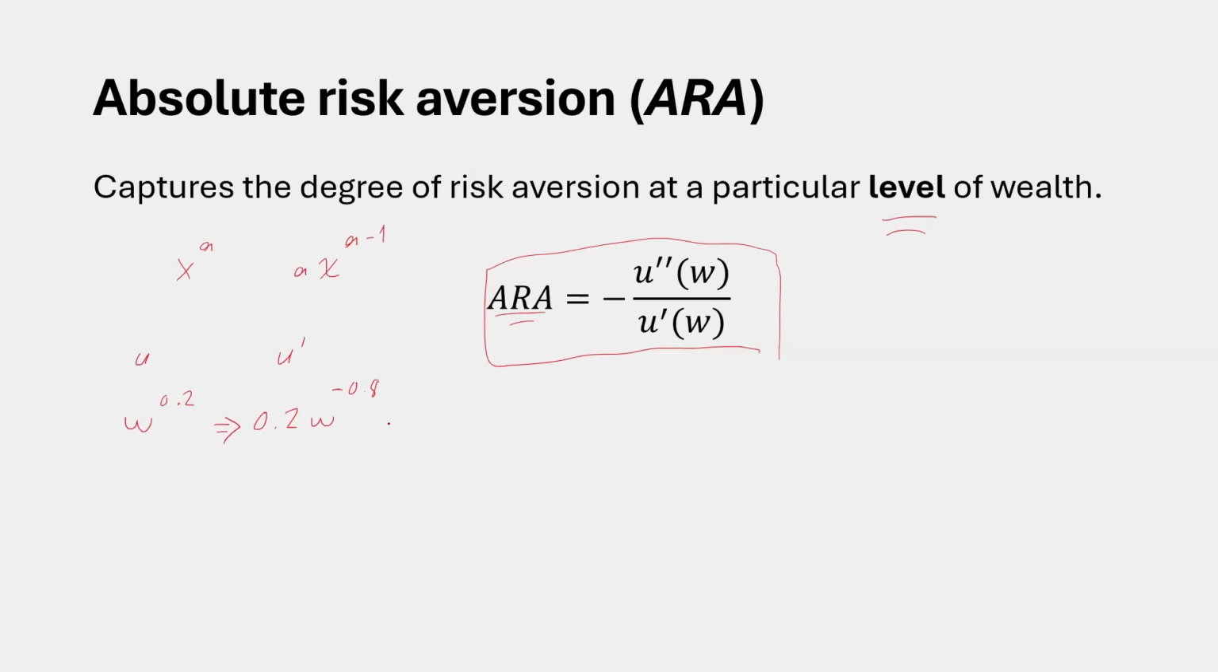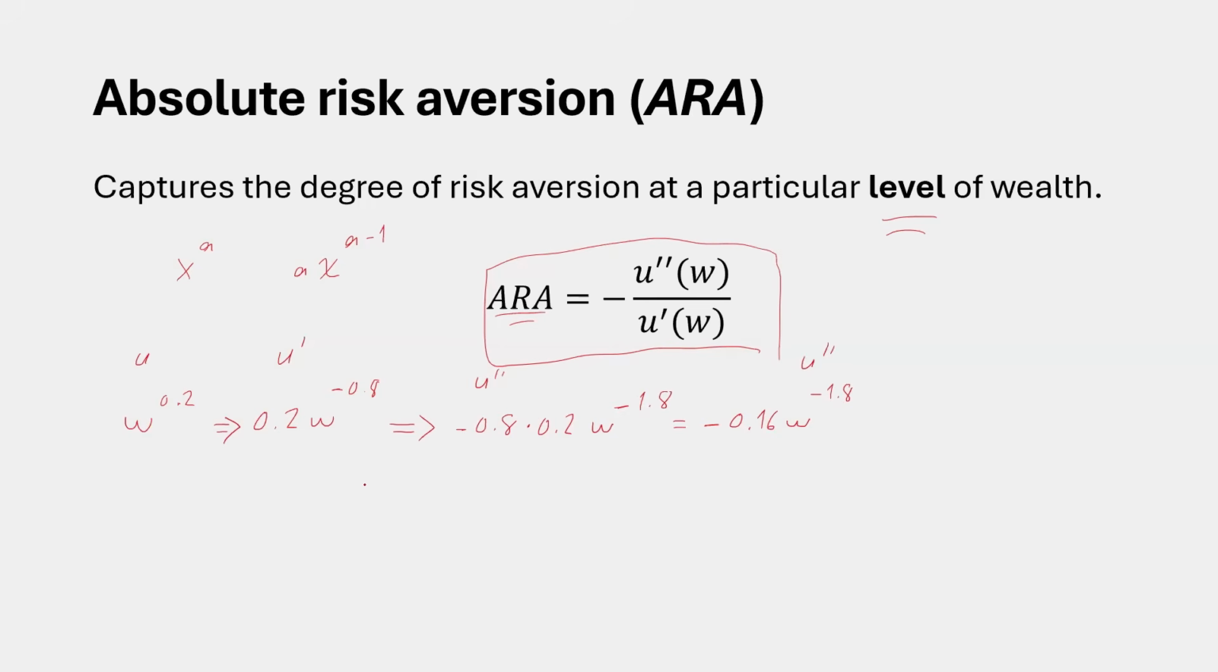But I'm not done here. I need to take the derivative one more time to find the second derivative. So again, I'll do the same. Put minus 0.8 to the start. So it's going to be now 0.8 times 0.2, wealth to the power minus 0.8 minus 1. Okay, so this is going to be minus 1.8. And this will be basically minus 0.16 W to the power minus 1.8. So this is the second derivative.